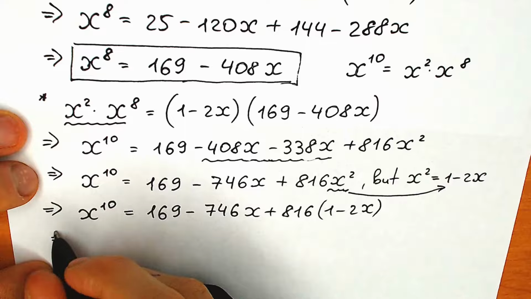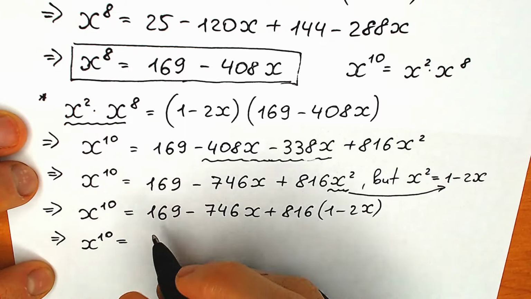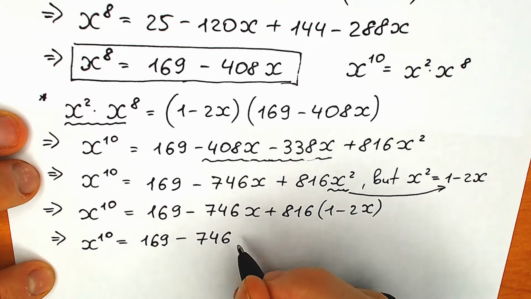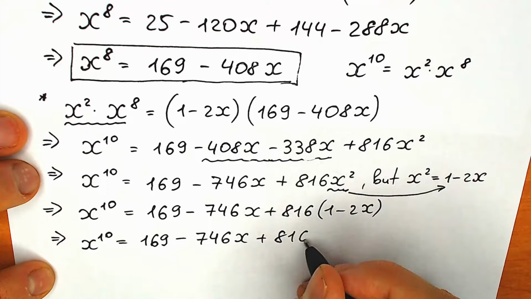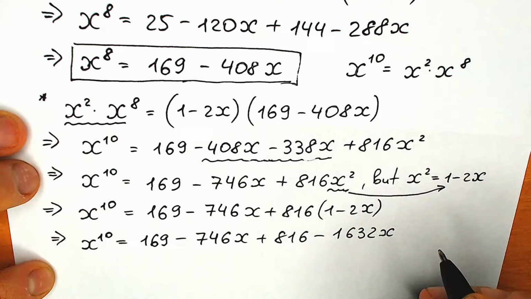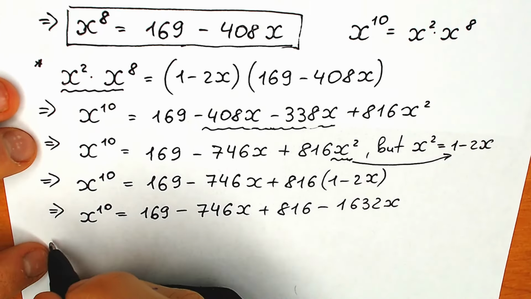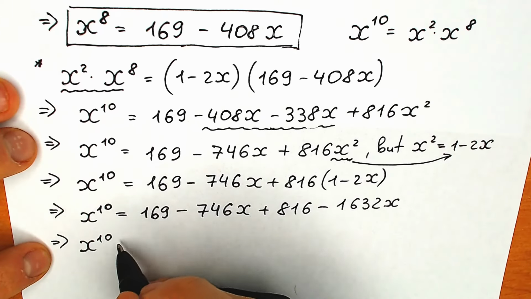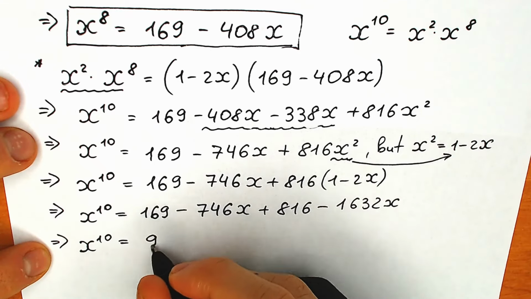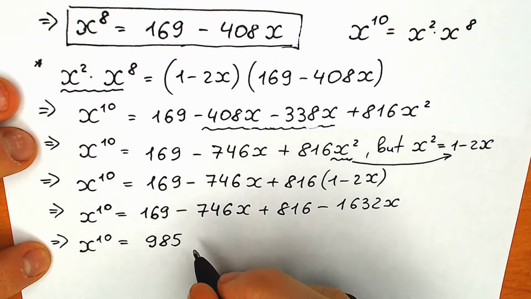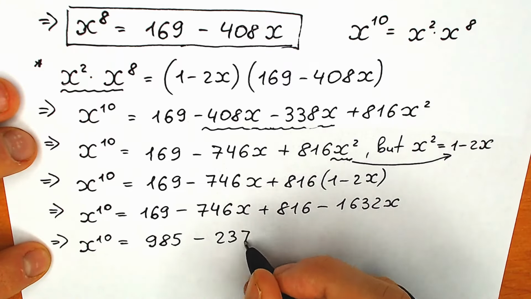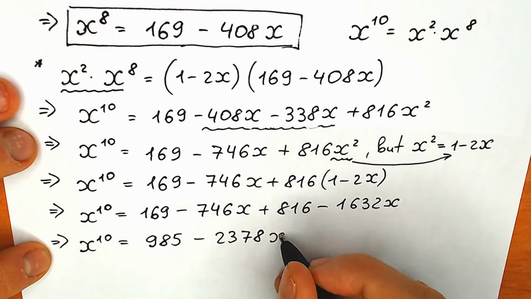Okay, so let's simplify this expression. So x to the power 10 equal to 169, the same beginning, minus 746x plus 816 and minus 1632x. Right now let's add our constants. So we have x to the power 10 equal to 169 plus 816, so 985, minus, when we subtract this expression with x, we have 2378x. This is x to the power 10.